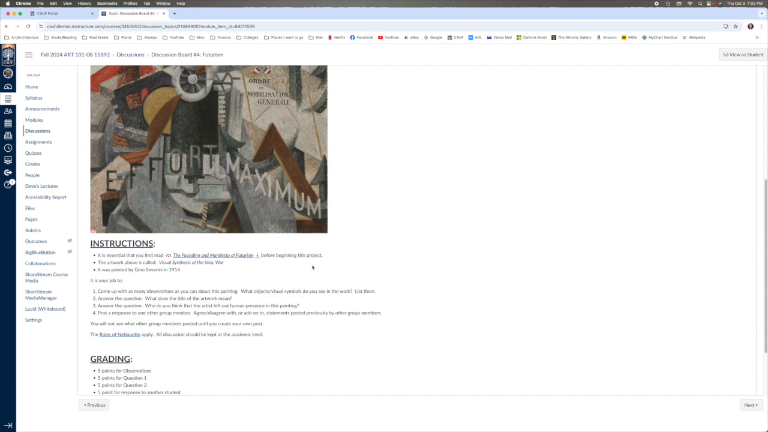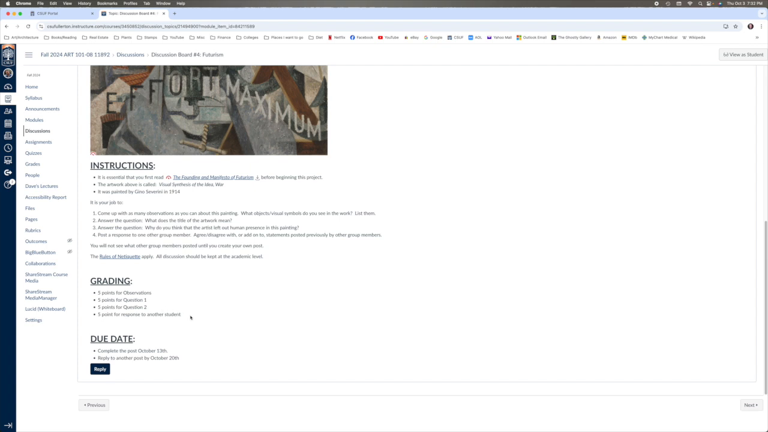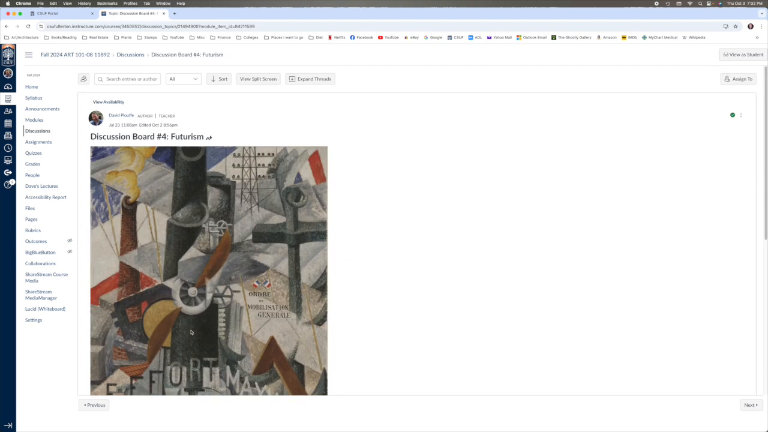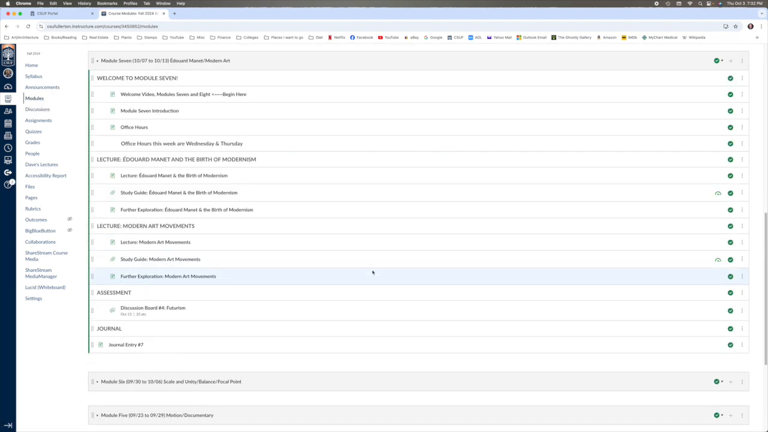And then finally, respond to another group member. And you can agree or disagree with, add on to statements that they write. You will not see any posting until you post your own. And then keep in mind all the rules of netiquette apply. You get 5 points for each of those items. The post needs to be done by the 13th, and the reply by the 20th is when I begin grading these. And that is everything for Module 7.